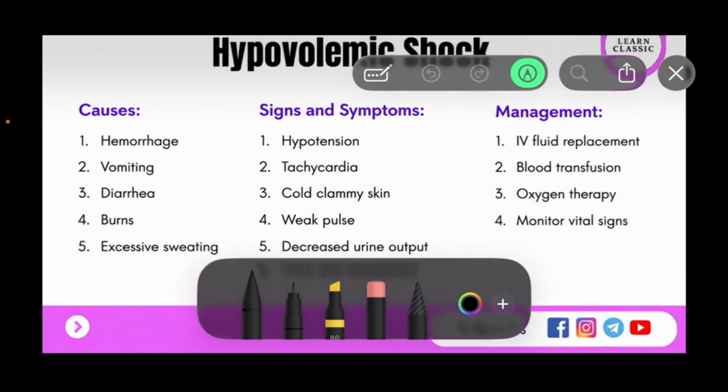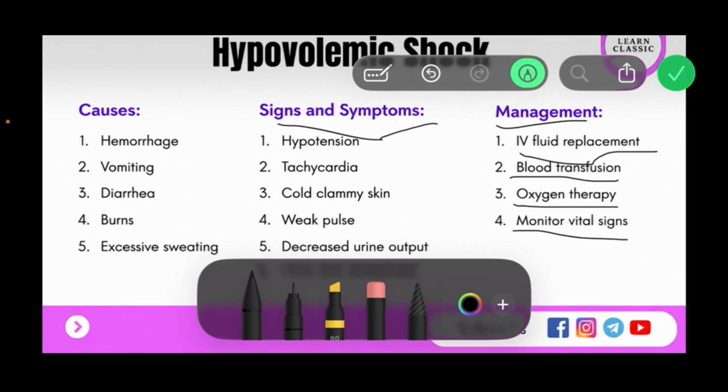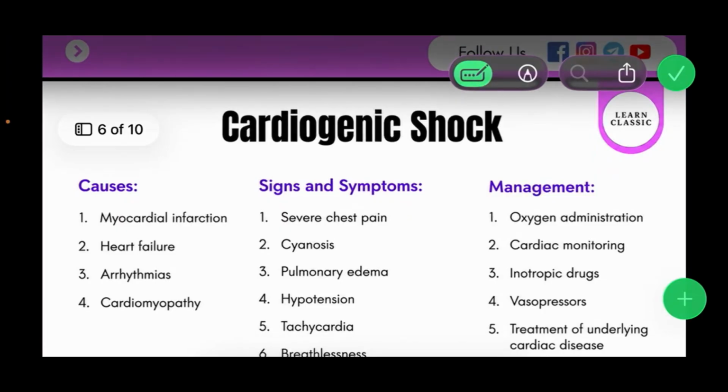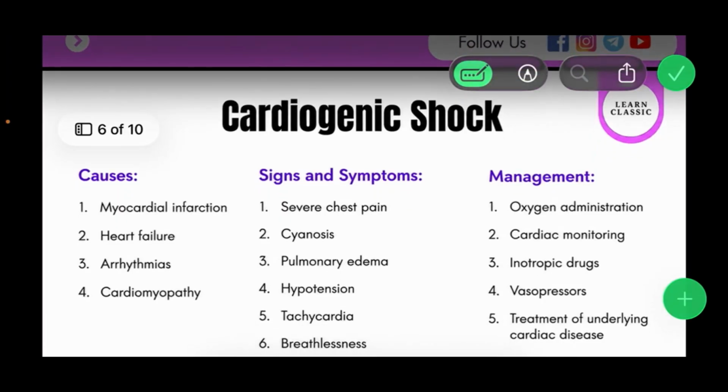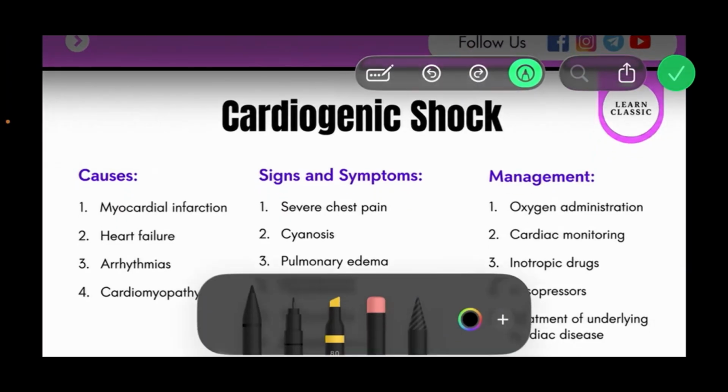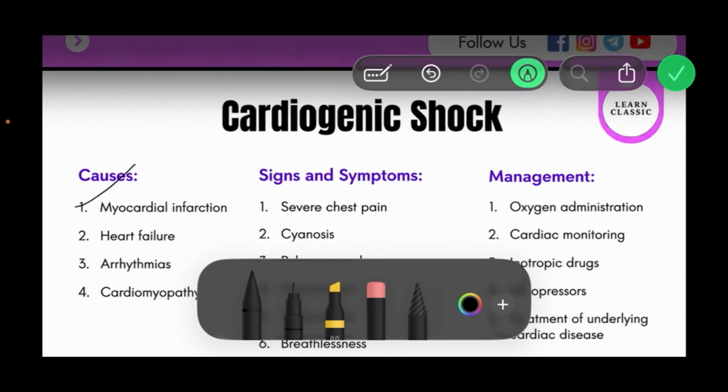So what we have to do here is give IV fluid replacement, blood transfusion, oxygen therapy, and monitor the vital signs. Okay, so these are the causes, signs, symptoms, and management of hypovolemic shock. Then coming to cardiogenic shock. What are the main causes of cardiogenic shock? That is myocardial infarction, heart failure, arrhythmias, then cardiomyopathy.